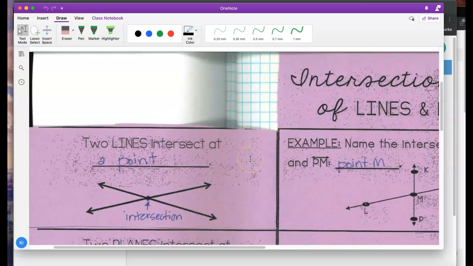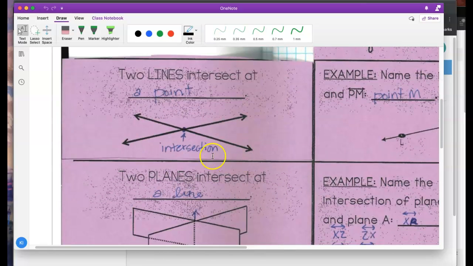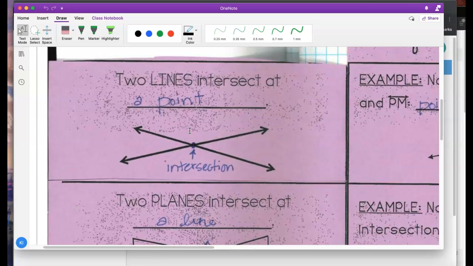All right, we're going to talk about intersections of lines and planes. Think about two straight lines: they always intersect at a point, just this one place. If they intersected at two places, then one of them would have to be curved, and that wouldn't meet our definition of a line anymore. Right now, our definition of a line is that it's got to be a straight line.